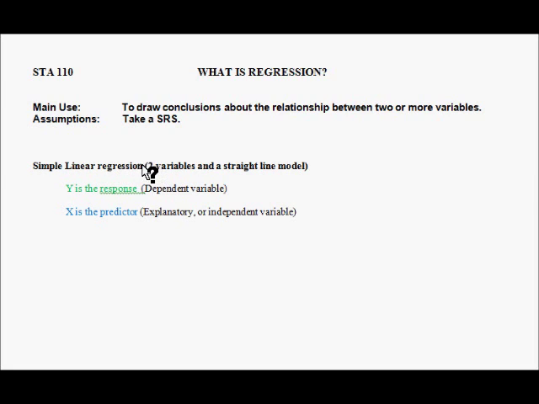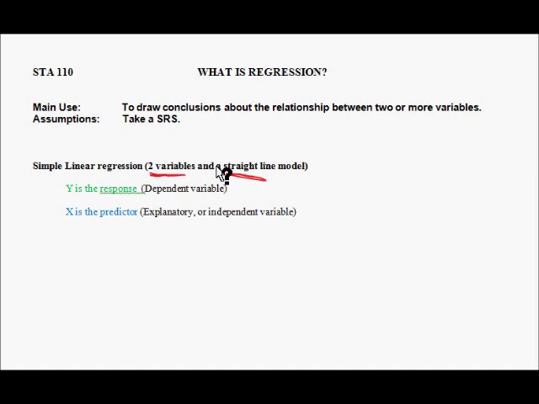As it says here, in simple linear regression, you have two variables. You have a y, which is the response, or dependent variable, either name is fine. X is the predictor, or it's called the explanatory or the independent variable. So those are your two variables, y and x. Later on, we'll see you can get more than one x, but that's no longer simple regression. And it's linear because you're fitting a straight line.